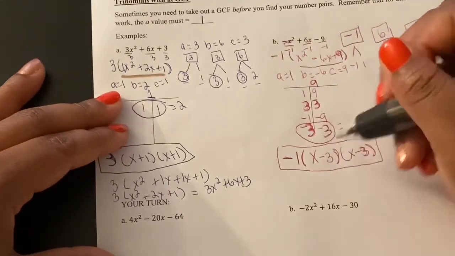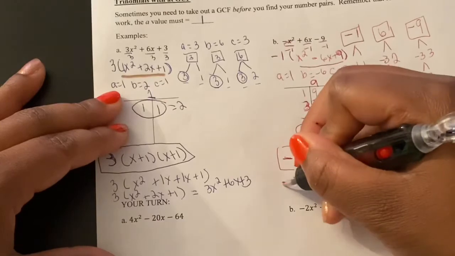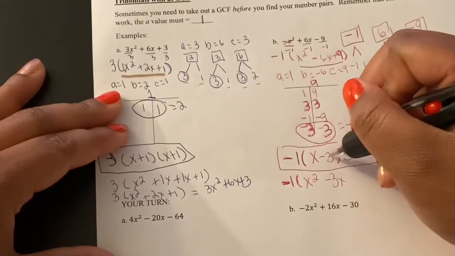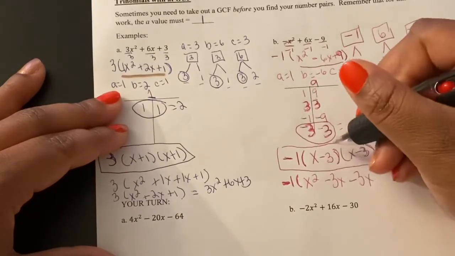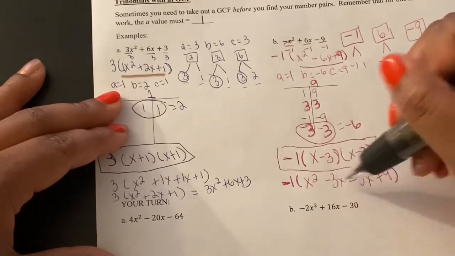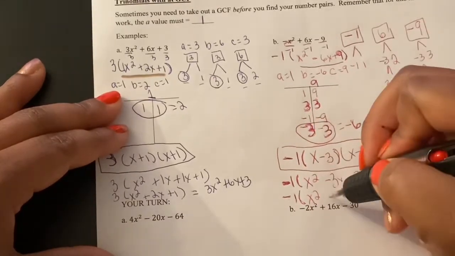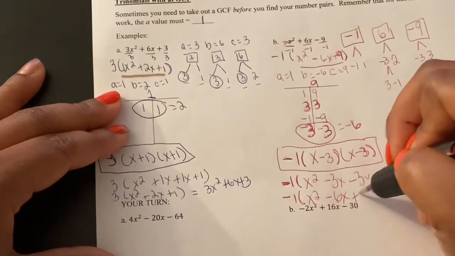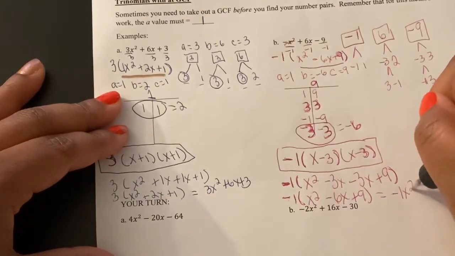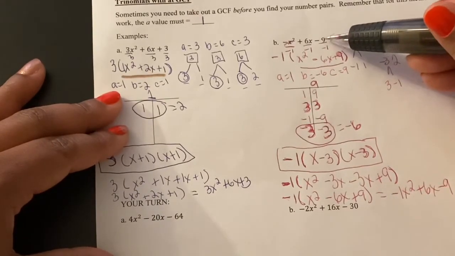So I'm going to start by doing my FOIL method. X times x is x squared. Oh, put that negative 1 out in the front. X times x is x squared. X times negative 3 is negative 3x. Negative 3 times x is negative 3x. Negative 3 times negative 3 is positive 9. Okay. If I combine my like terms, still bring down that negative 1, I get x squared minus 6x plus 9. Distribute that negative 1, you get negative 1x squared plus 6x minus 9, which is the exact thing I had in the beginning.